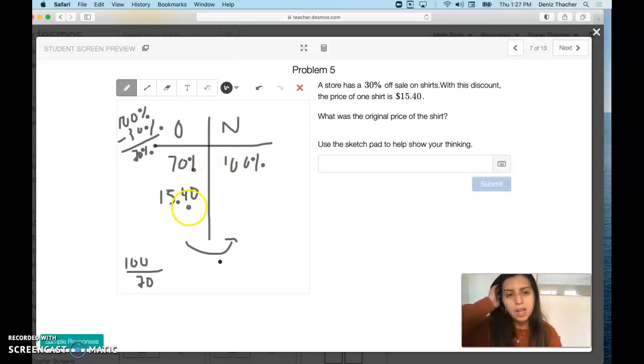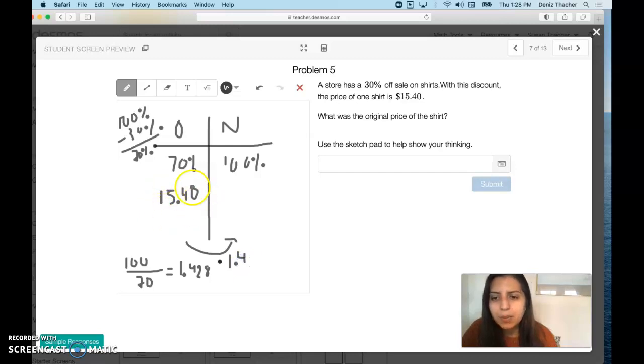Underneath 70%, I have that cost $15.40, and I need to figure out what I'm going to multiply by. I need to find my COP. I'm going to divide the new side by the old side, so I'm going to divide 100 by 70, and that's going to give me 1.428, and that's going to go on for a little bit. I'm going to round that to 1.4, so that means I'm going to call my COP 1.4. That means I can multiply $15.40 by 1.4, and that'll give me around $22.